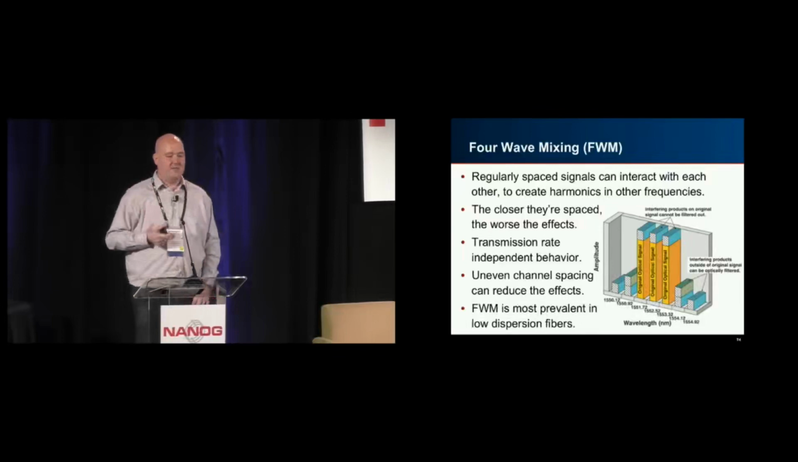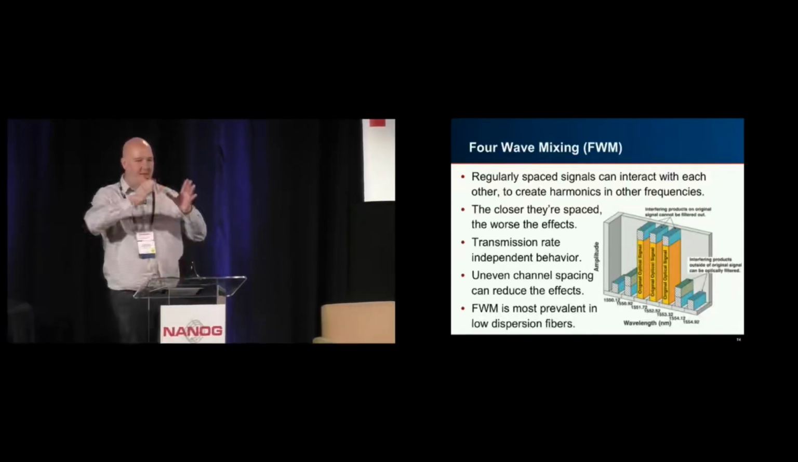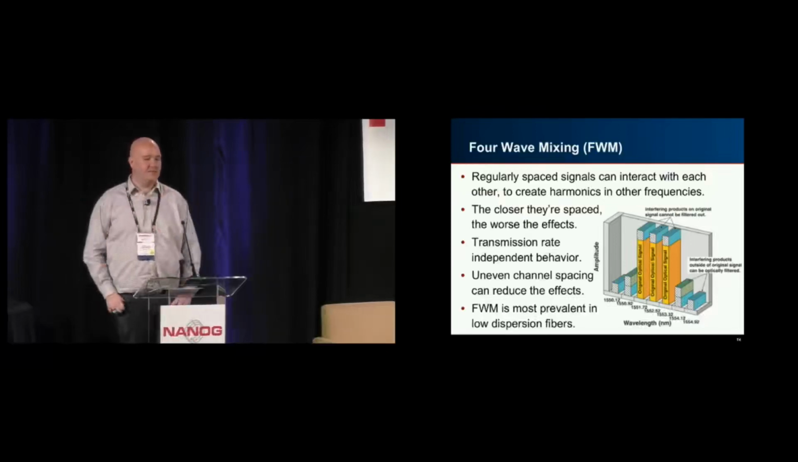So this is a completely transmission rate independent behavior. It's just a property of physics. One way to deal with this is to have uneven channel spacing. So rather than have things lined up precisely in rows, you can move them around a little bit. But remember, this is really prevalent on low dispersion fibers.